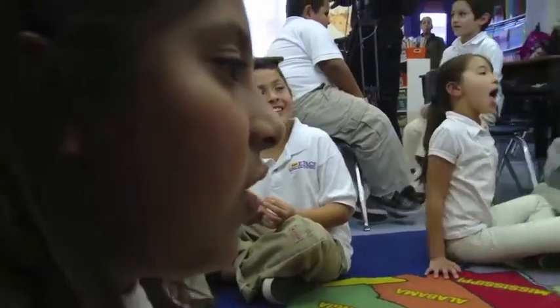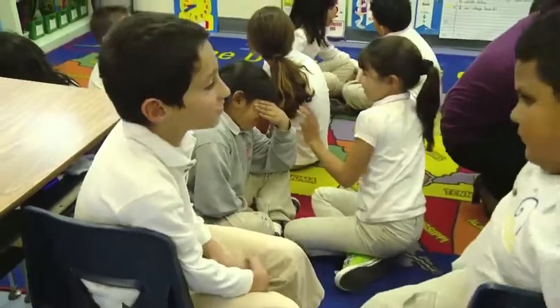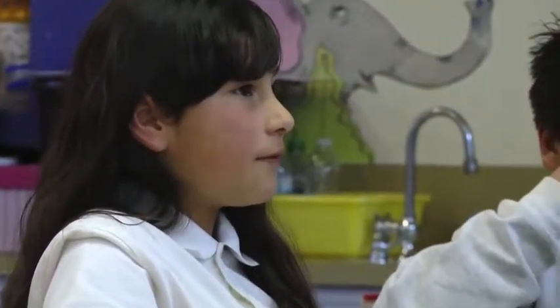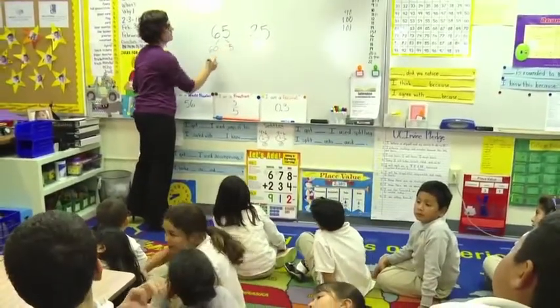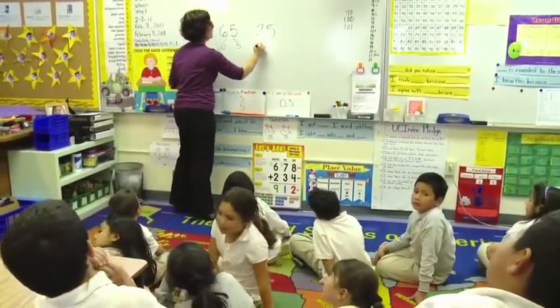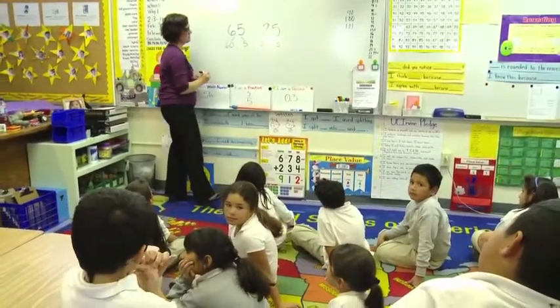I got 90. I used decomposing. I broke 65 into 60 and 5. The 3 strategies we've learned so far are decomposing, splitting, and jumps of 10. I used decomposing. I broke 65 into 60 and 5. I broke 25 into 20 and 5. This is breaking numbers out into their expanded form.